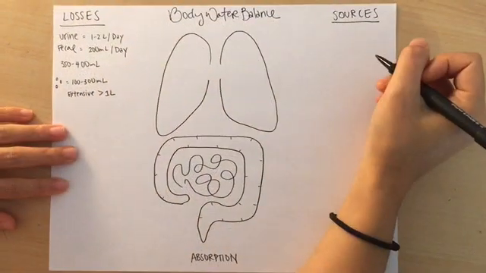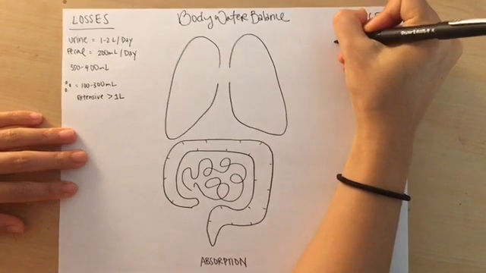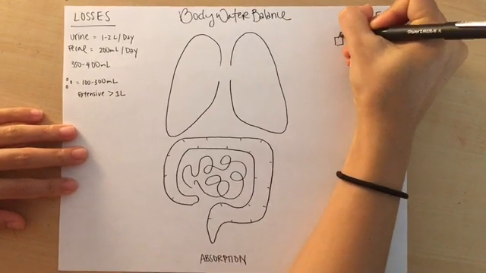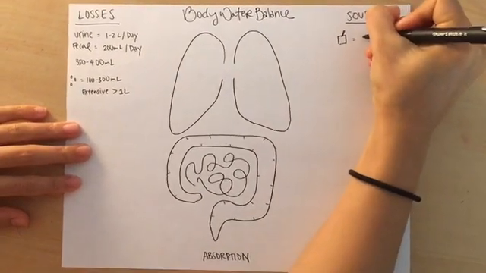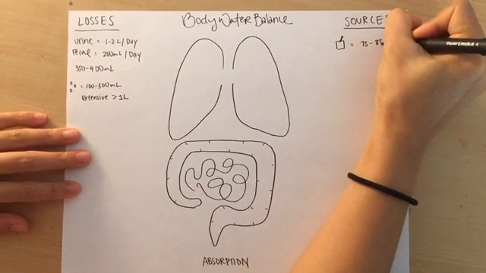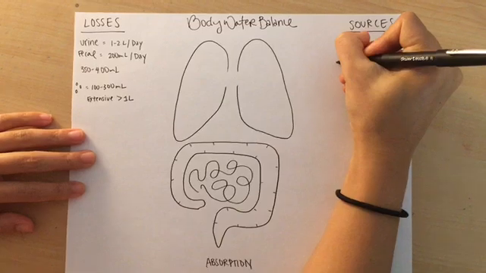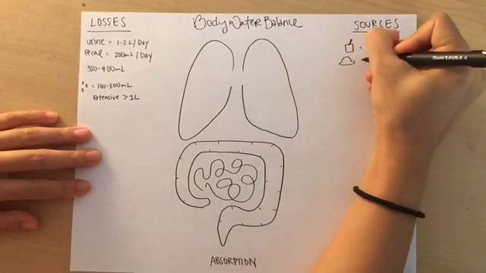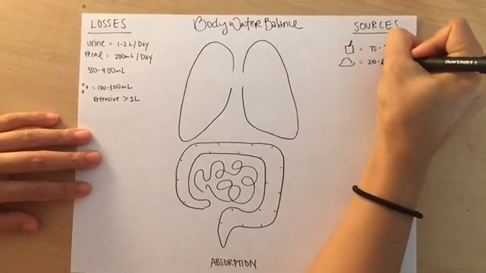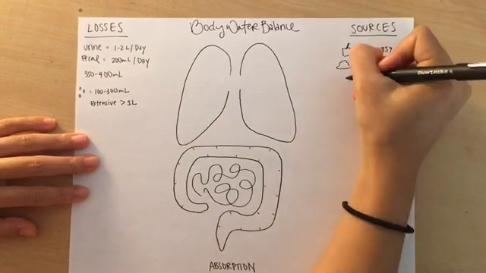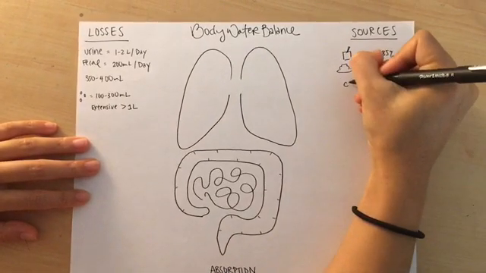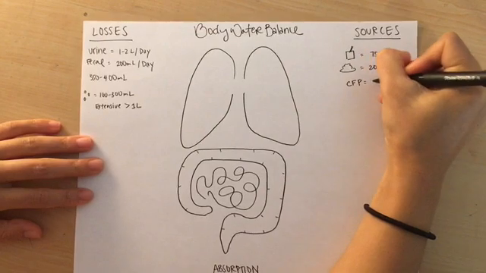Moving on to major sources of water for the body, water from fluids such as beverages like juices or sodas contributes about 75 to 85% of intake. Water from food is the remaining 20 to 25%. And a third source is from metabolism of macronutrients such as carbohydrates, fats, and proteins, which can be about 300 milliliters.